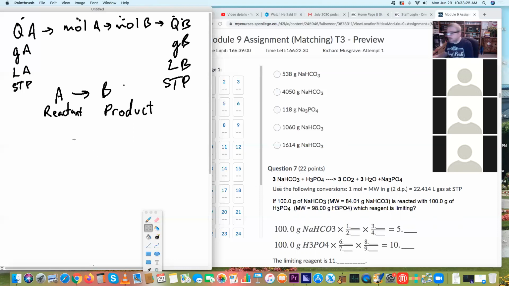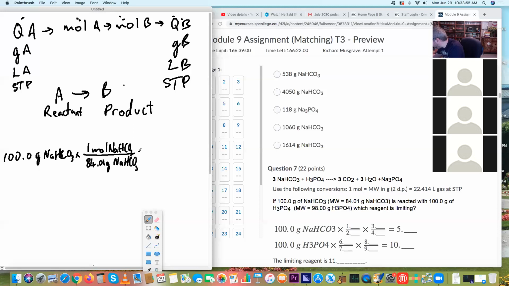So for something like this, the way we handle it is we take the 100.0 grams of NaHCO3, we figure out how many moles we're dealing with, so it's going to be 1 mole of NaHCO3 over the molecular weight of NaHCO3, which is 84.01 grams. And then we do times 1 over the number of moles of NaHCO3, which is 3 moles, and that's in the reaction.